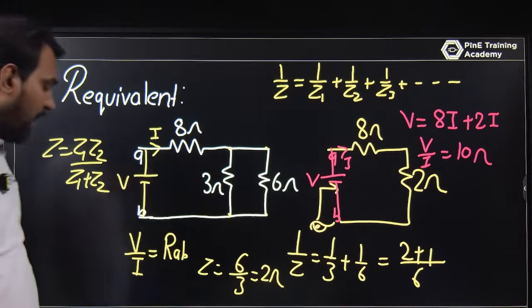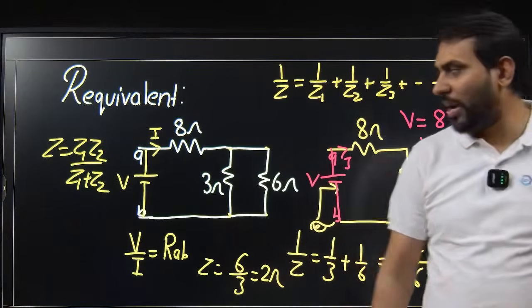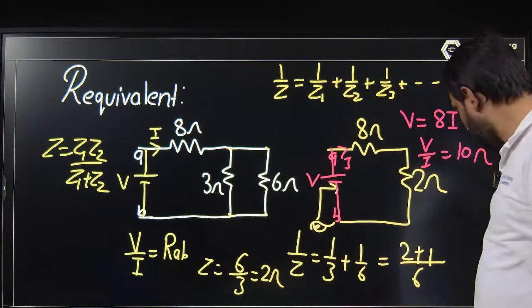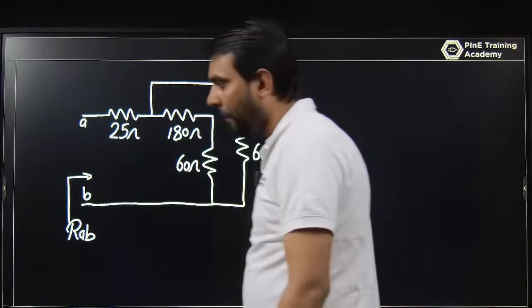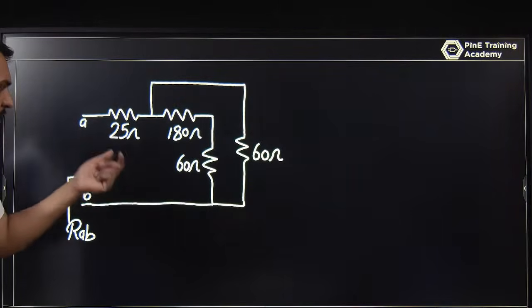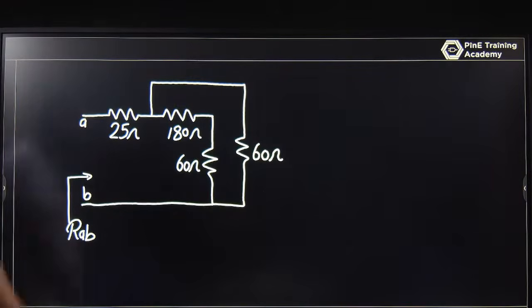Okay, so this is the way, and you can define it. Okay, what is the R equivalent across AB? Let's solve this question. Okay, we have another question. Take your time, just take 2 minutes and solve it. Okay, can you solve this question?